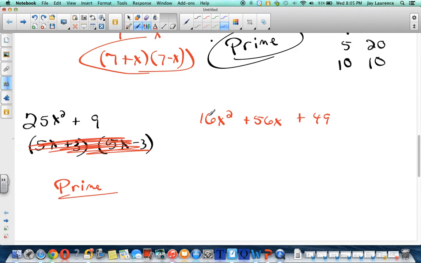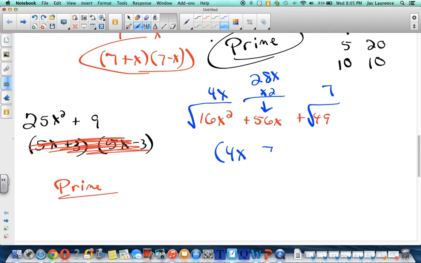Let's see. Is it a perfect square trinomial? If I take the square root, I get 4x. Take the square root of this term, I get 7. 4x times 7 is 28x. If I double 28x, sure enough, I get 56x. It is. So I get 4x and 7.